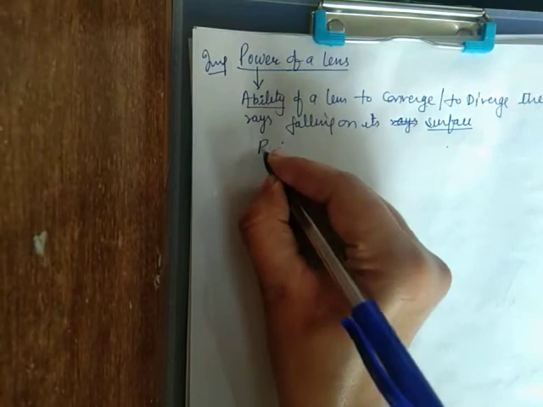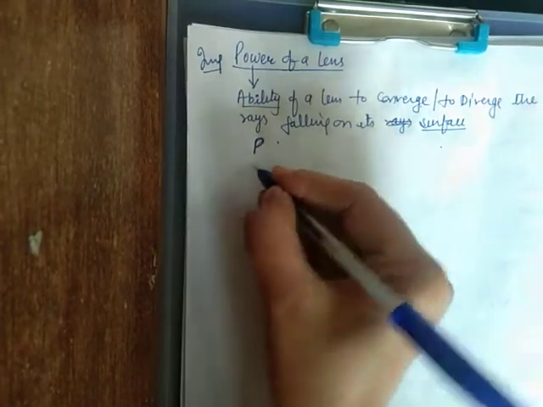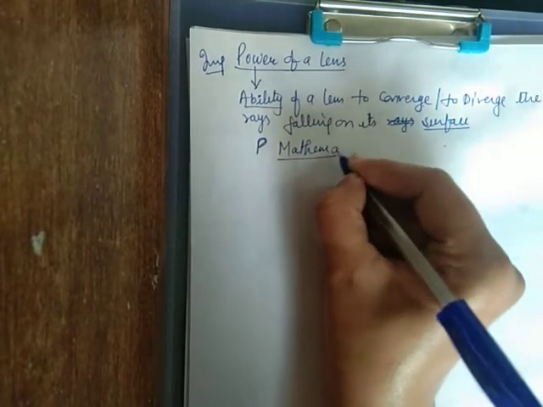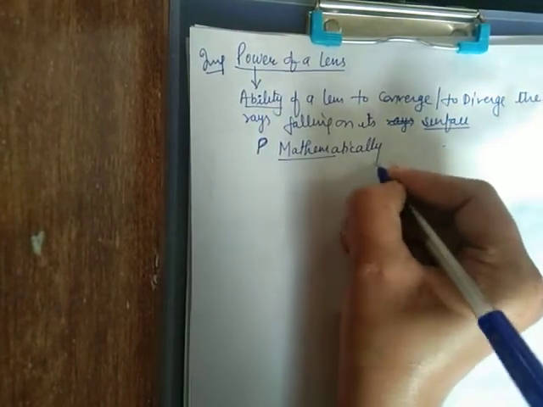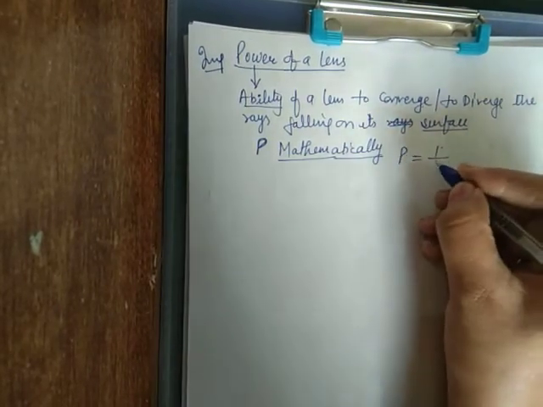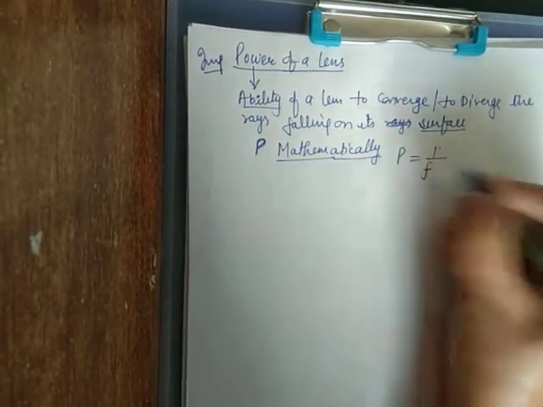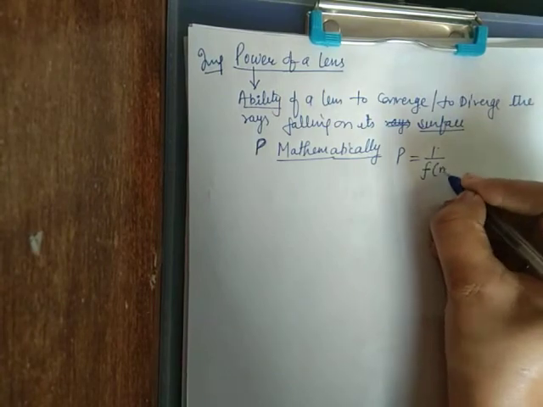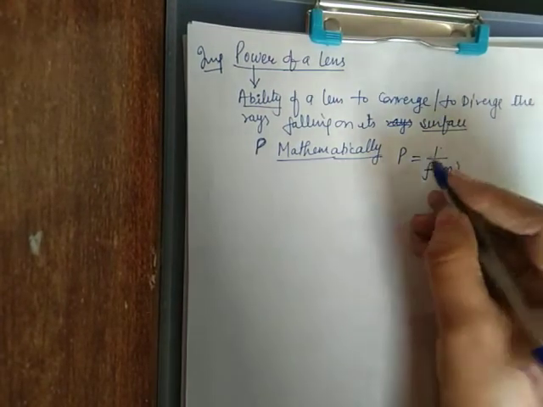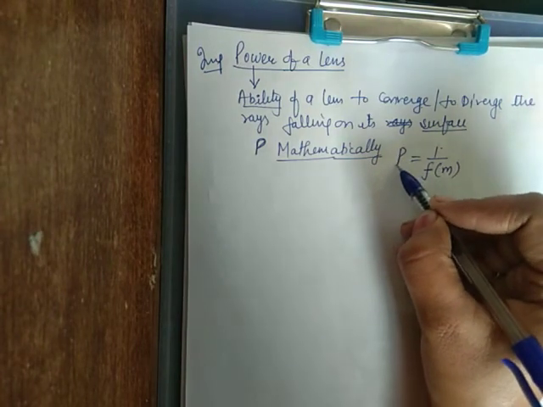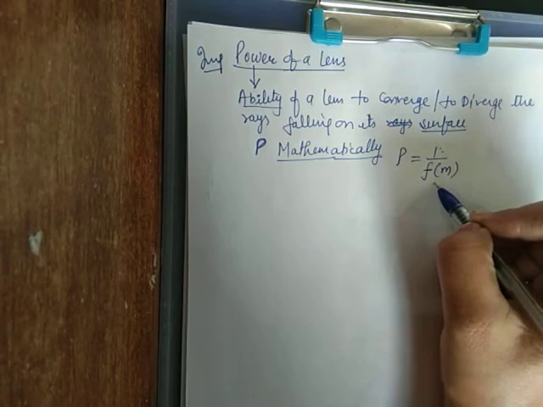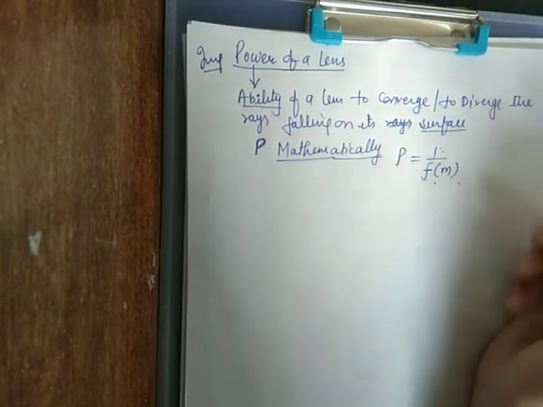It is denoted by the term P, and mathematically power of a lens is defined as 1 upon, meaning the reciprocal of its focal length, but focal length must be in meters. So mathematically, power may be defined as the reciprocal of focal length, but focal length must be in meters.